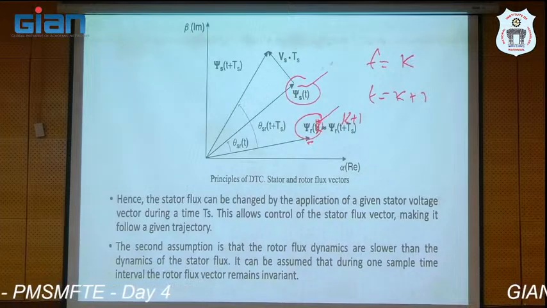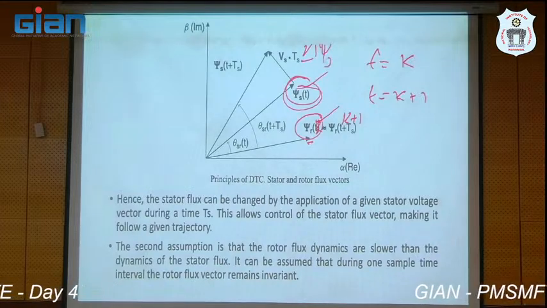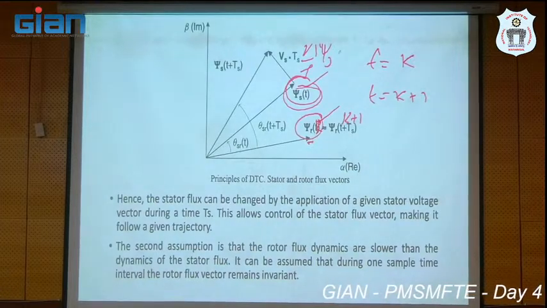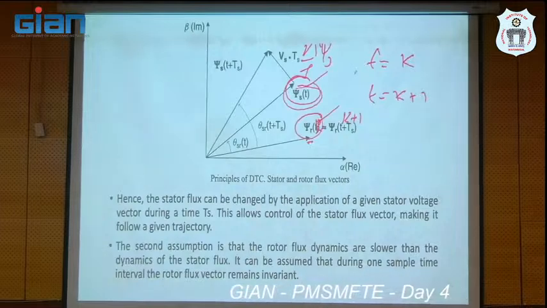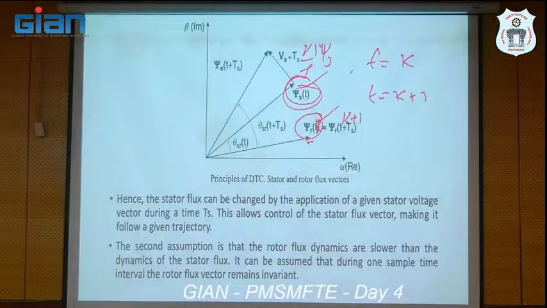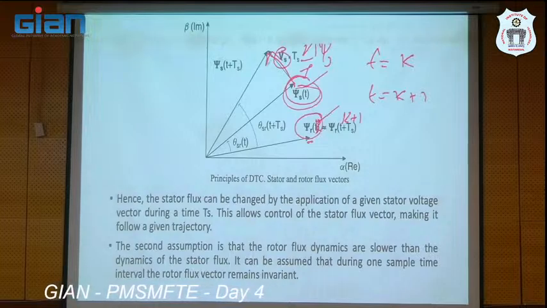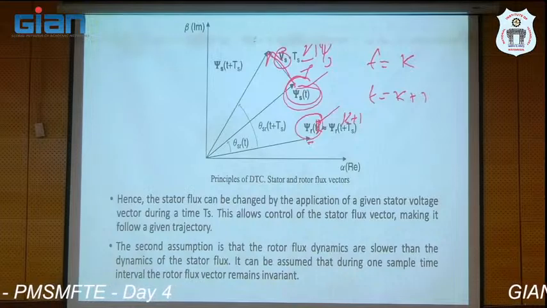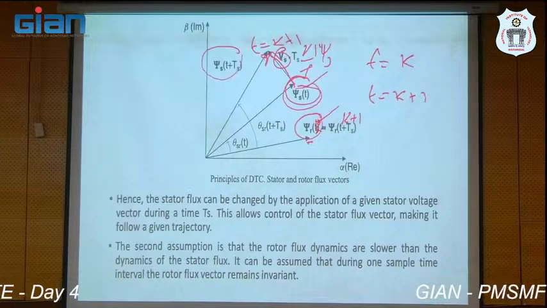Let's see the actual flux and delta. Delta psi_s, if you add it to the actual flux vector, what is delta psi_s? How much voltage we are applying in a particular sample is nothing but delta psi_s, right? By selecting the proper voltage vector, after t equal to k plus 1 instant, this is the position of the stator flux.